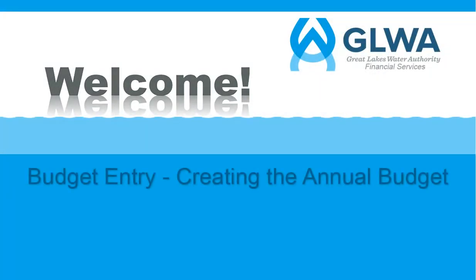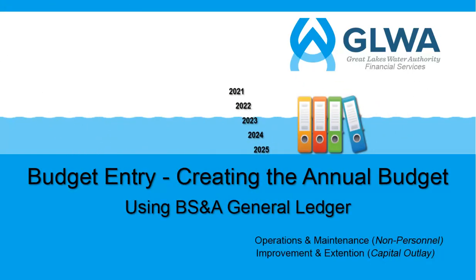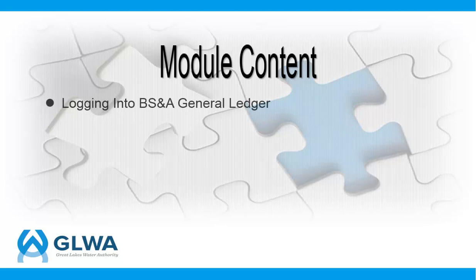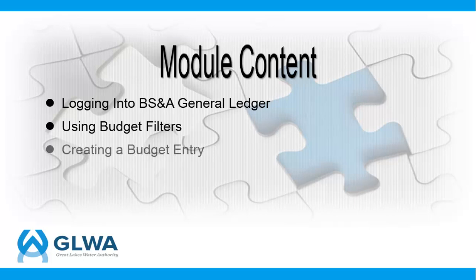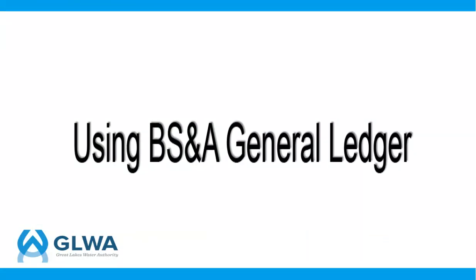Welcome to Budget Entry, Creating the Annual Budget using BS&A General Ledger application. This module includes the following topics: logging into BS&A General Ledger, using budget filters, creating a budget entry, printing a budget report, and viewing detailed activity. The goal of this knowledge share is to demonstrate how to create and/or edit annual budget information using the BS&A General Ledger application.